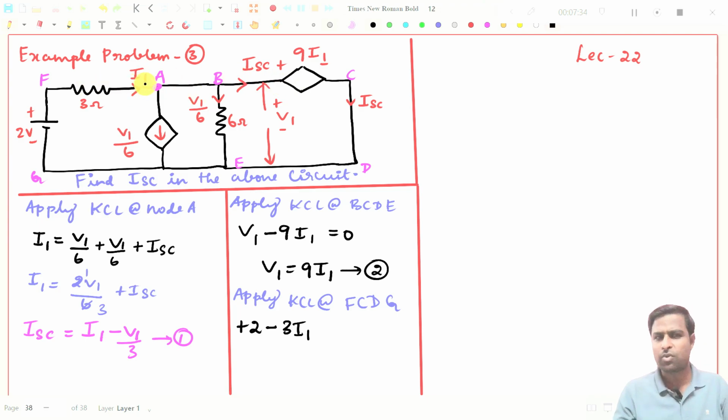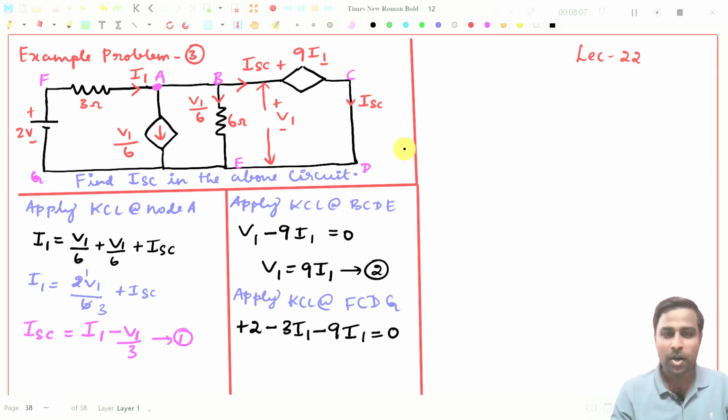I have to travel in this way. See, there are no other elements. I can see that there is a voltage source, that is 9I1. I am traveling from plus to minus, so I have to put minus 9 into I1. That's all, no other elements in this loop. So this should be equal to 0. Right? Very simple.